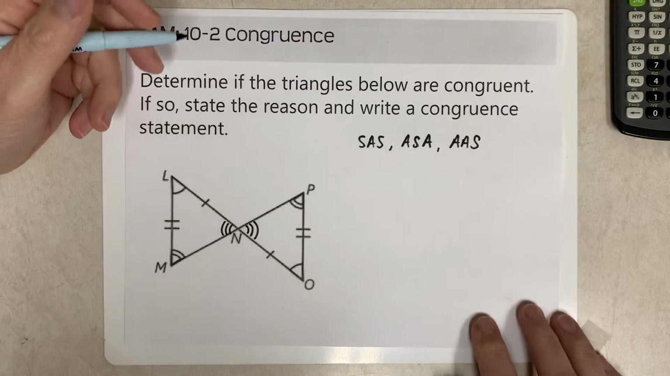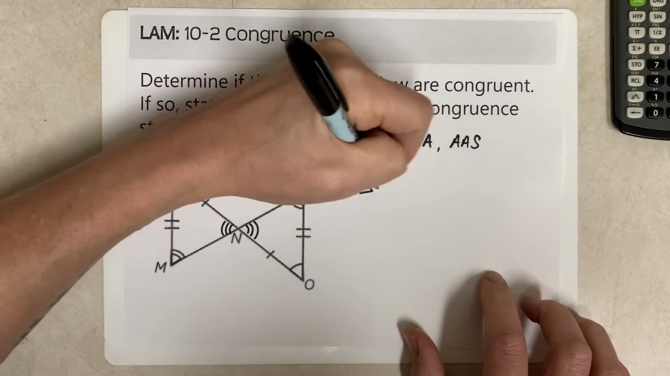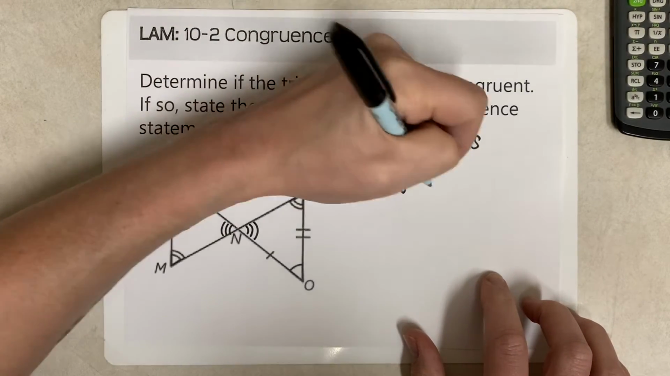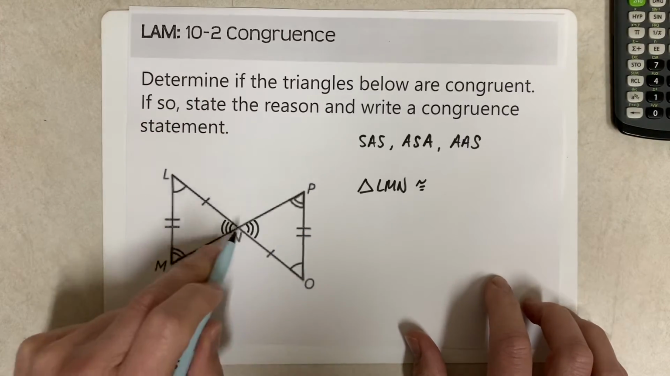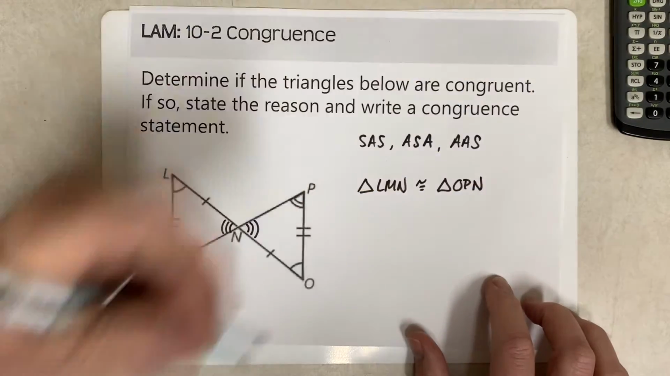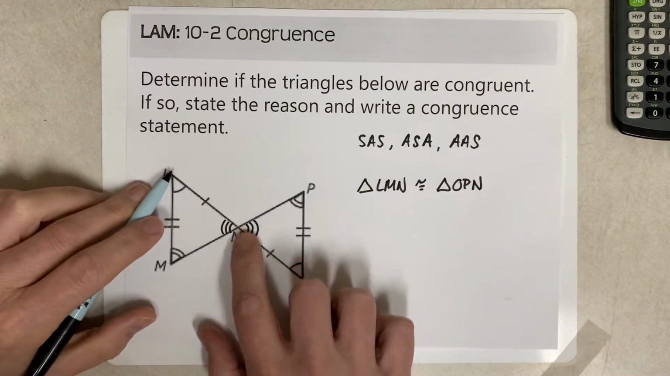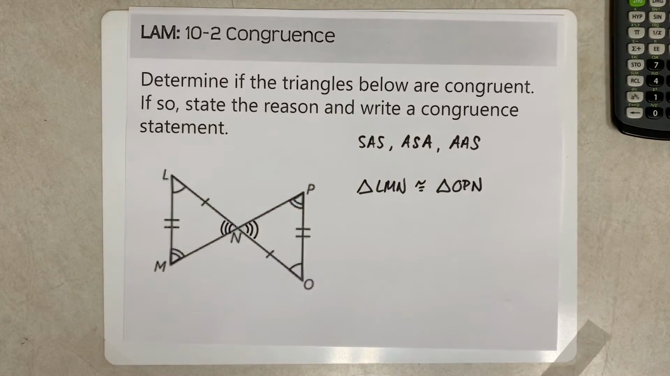So let's write a congruency statement. I'm going to do LMN, I'm going by angles this time. LMN congruent to OPN. Okay, let's check a side. Does LN match up with ON? LN, ON, yes. So it looks good. That is one way to write your congruency statement.